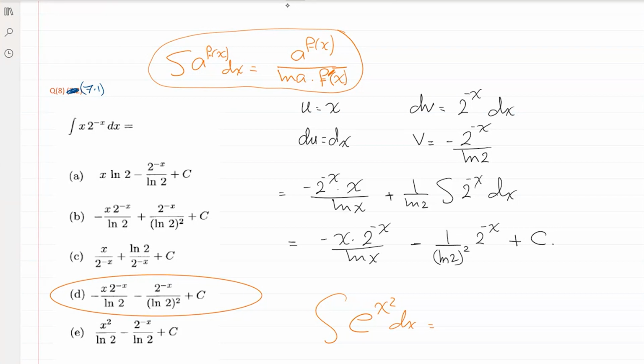This function should be linear. To be more clear, this rule is for a linear function ax plus c, or cx plus d, over its derivative. Over its derivative, meaning over c. Let's say it this way, this is better.